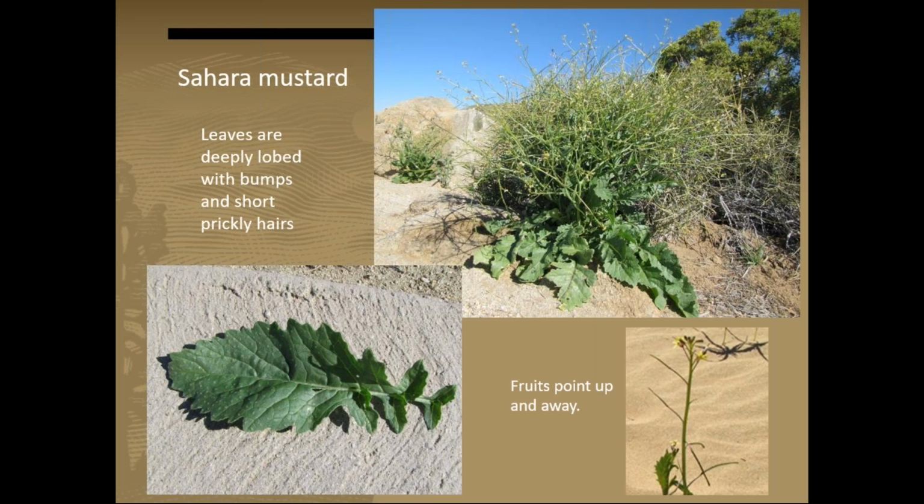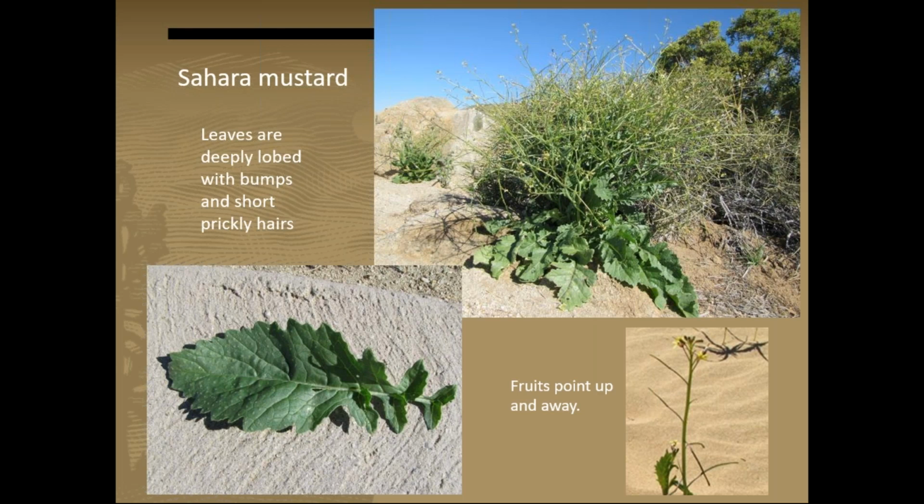Okay, so first is Sahara mustard. This is probably the most infamous of the invasive mustards in the desert. It's probably the most common invasive mustard that we have park-wide, although it's not the most common one that most people see.